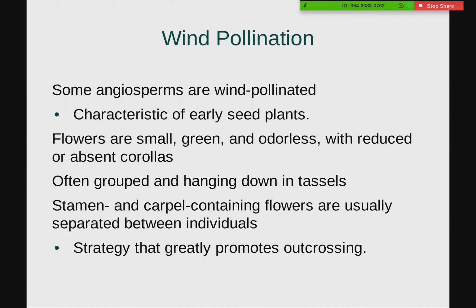Now, some angiosperms, like gymnosperms, are wind pollinated, which, as we discussed, was a characteristic of early seed plants, such as our gymnosperms. Now, these flowers, typically speaking, are small, green, and odorless. A common way flowers attract individuals for pollination is by sweet smells. One of the reasons we like the way flowers smell is because of the scents they use to lure in pollinators.